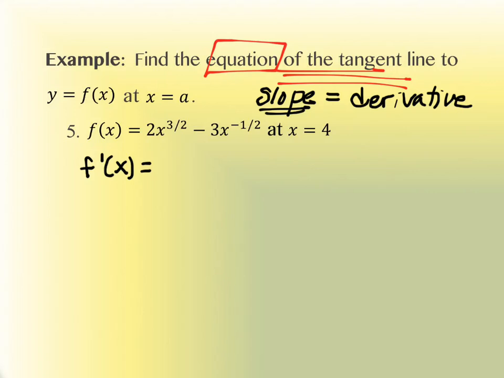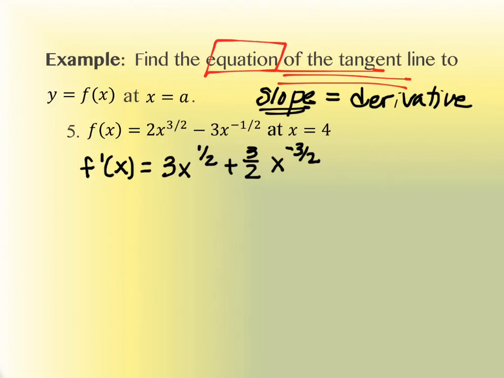So taking a look at this, I've got 2x to the 3/2. What's the derivative of that? 3x to the 1/2. Very good, 3x to the 1/2. All right, now I've got negative 3x to the negative 1/2. What's that one's derivative? x to the negative 3/2, right? So we'll have our previous exponent, which was negative 1/2, and we'll subtract 1 to get negative 3/2. Everybody good so far?